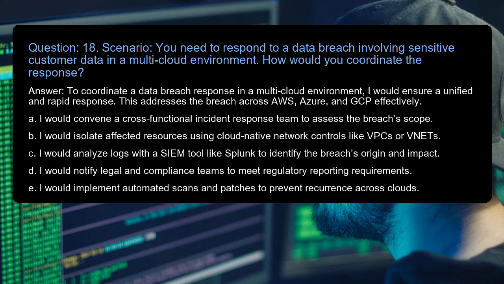A. I would convene a cross-functional incident response team to assess the breach's scope. B. I would isolate affected resources using cloud-native network controls like VPCs or VNets. C. I would analyze logs with a SIEM tool like Splunk to identify the breach's origin and impact. D. I would notify legal and compliance teams to meet regulatory reporting requirements. E. I would implement automated scans and patches to prevent recurrence across clouds.